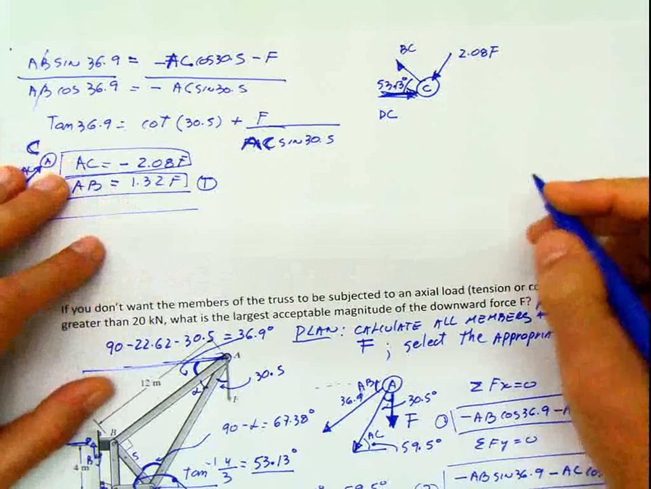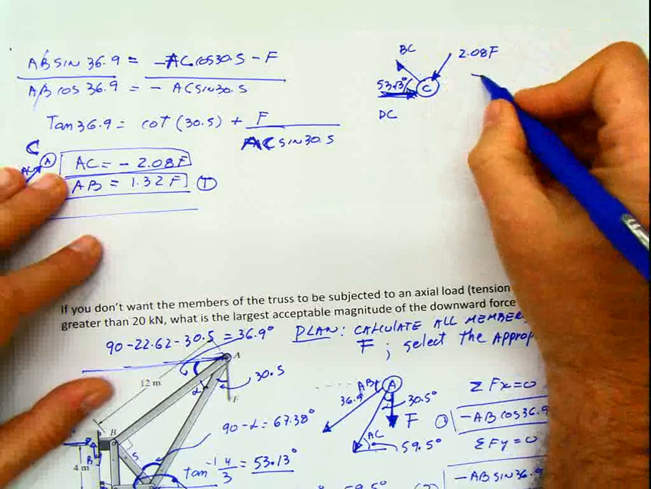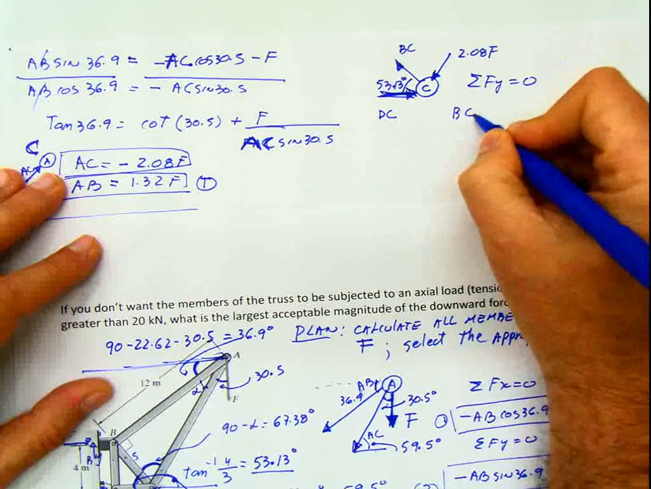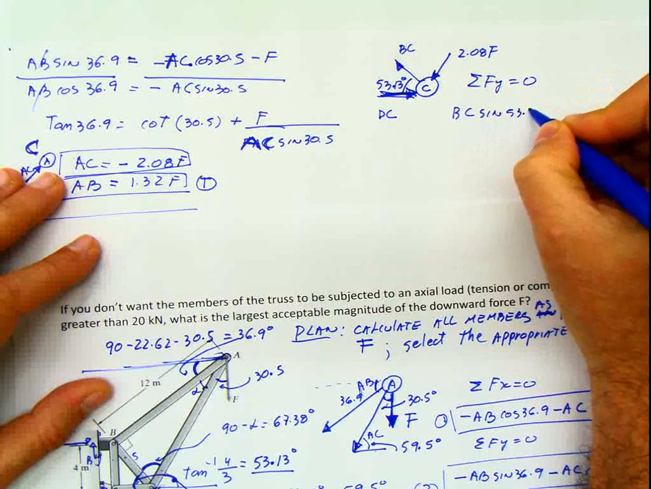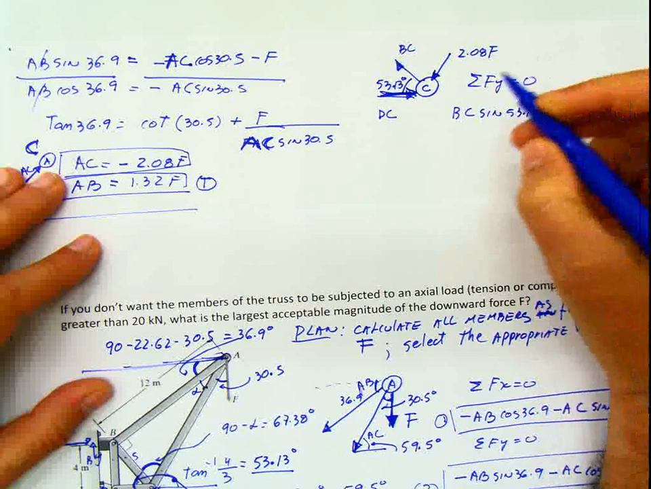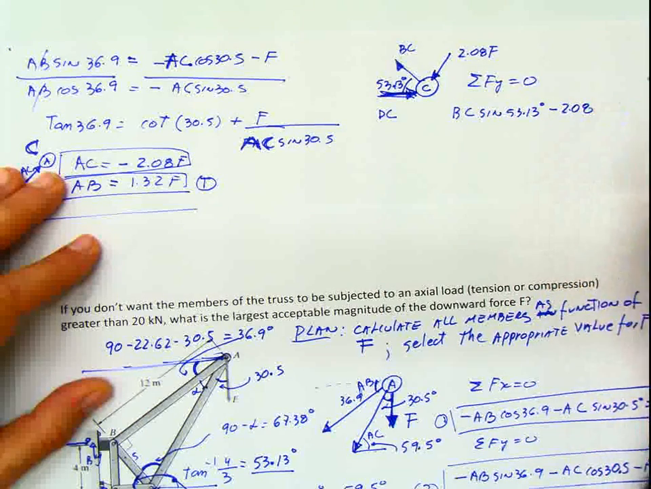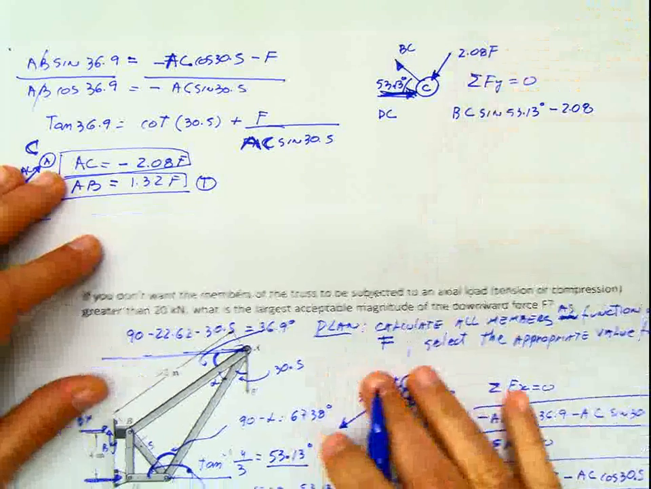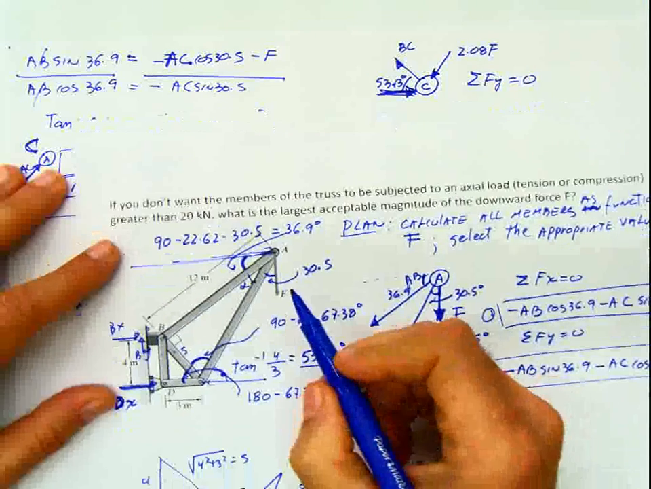Now we proceed and we do summation of forces first in Y because I have only one unknown in Y. And then it's going to be BC sine of the angle minus 2.08, and I already calculated this angle also here, remember, which is this angle here.